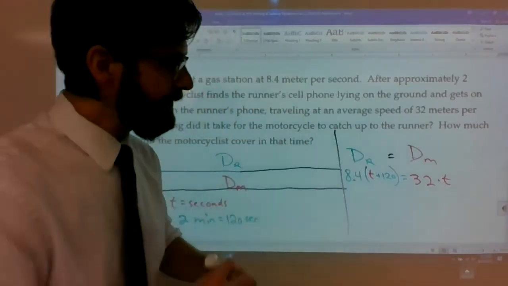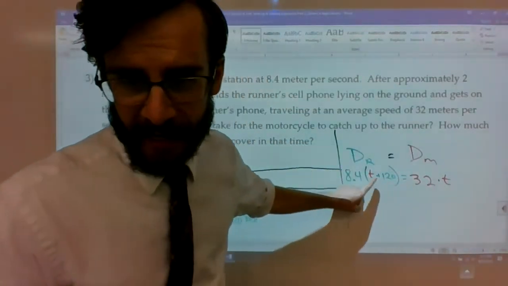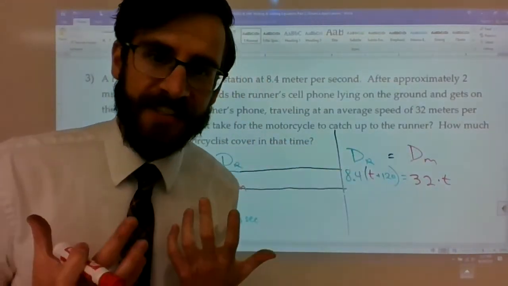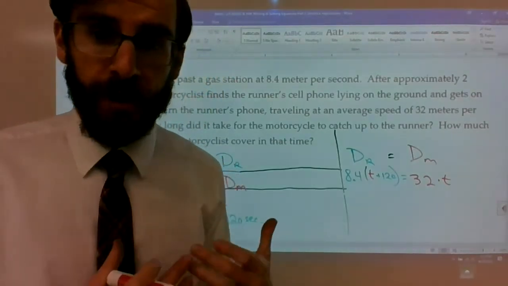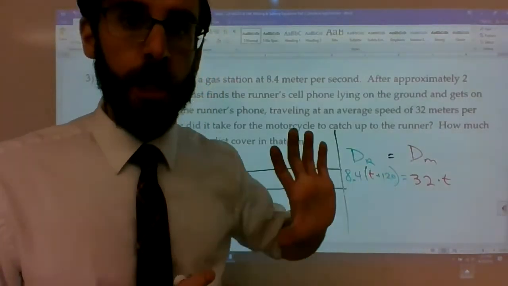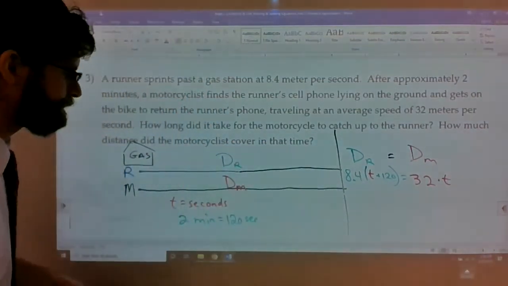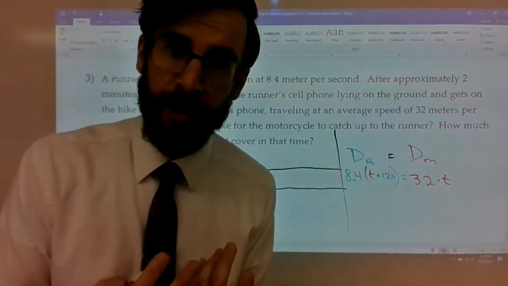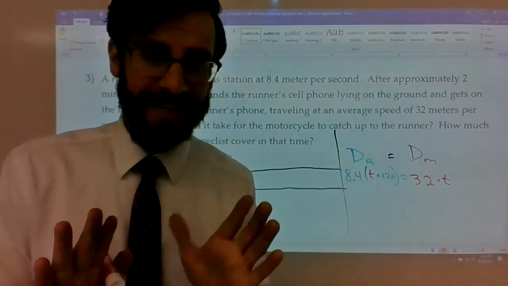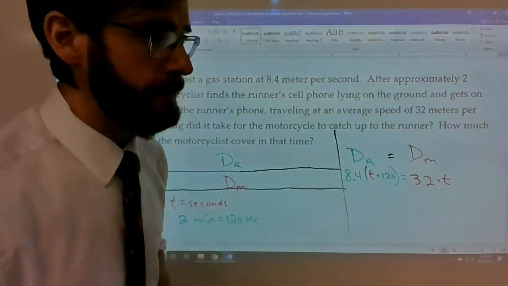And as you can see, I use the red T here as the red T in here just to indicate that that's the same time value. It's just that the runner ran 120 seconds longer than the motorcyclist cycled. All right, this is tricky, okay? I'm not expecting everybody to get this right off the bat.